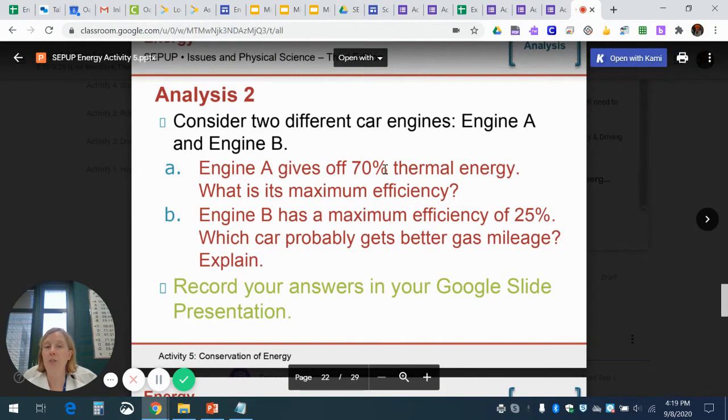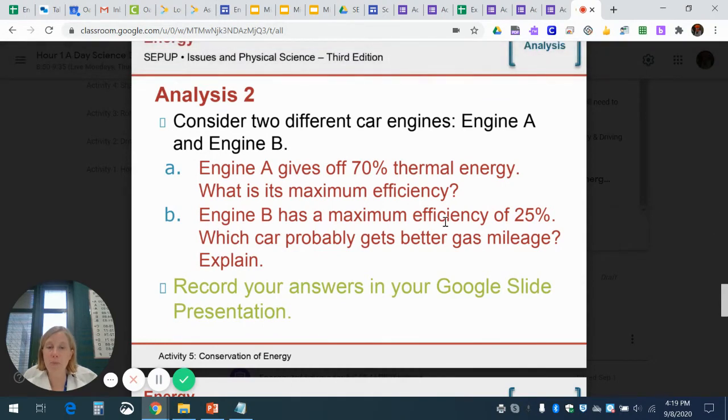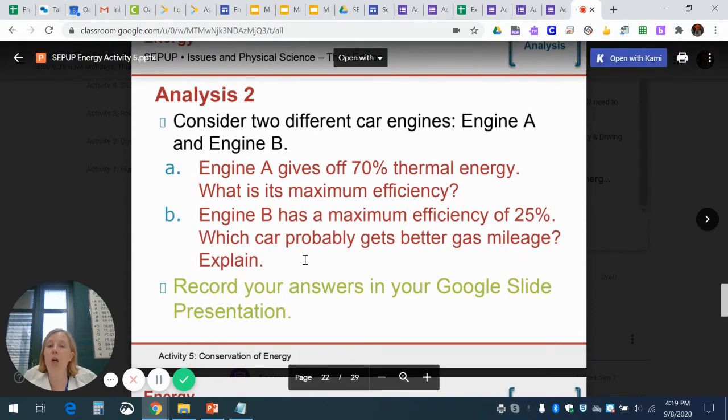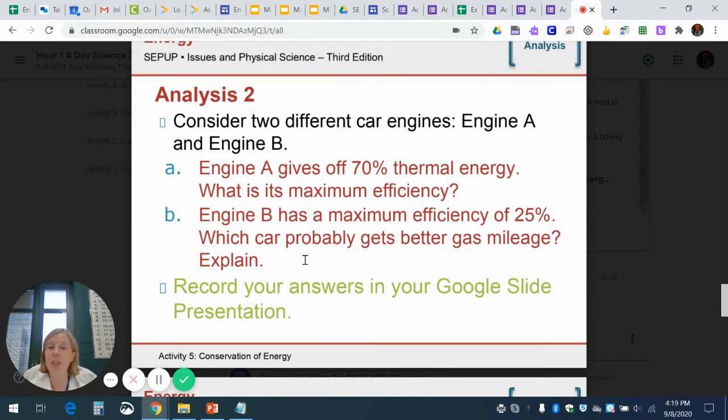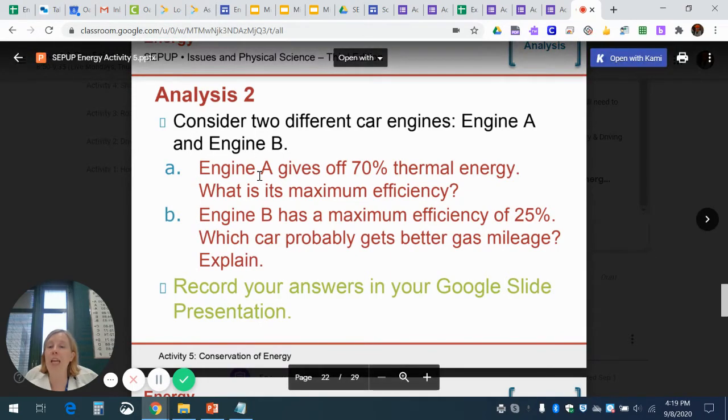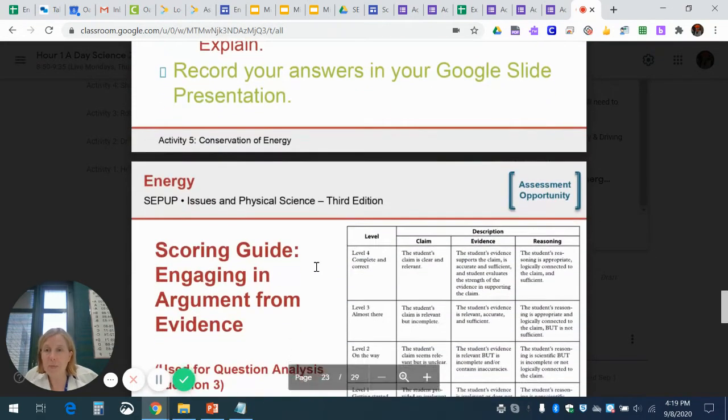Engine A gives off 75% thermal energy. Engine B has a maximum efficiency of 25%. The question here is, which car probably gets better gas mileage? In other words, which car is more efficient, engine A or engine B? You do have to make sure that you figure out the efficiency of A before you answer.